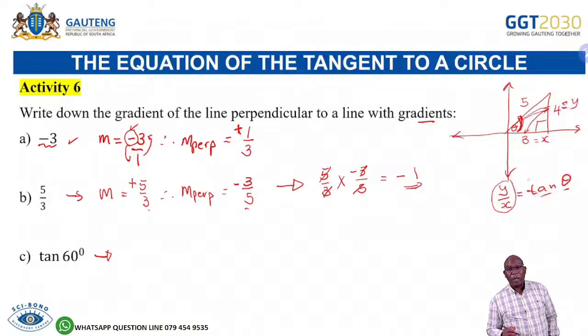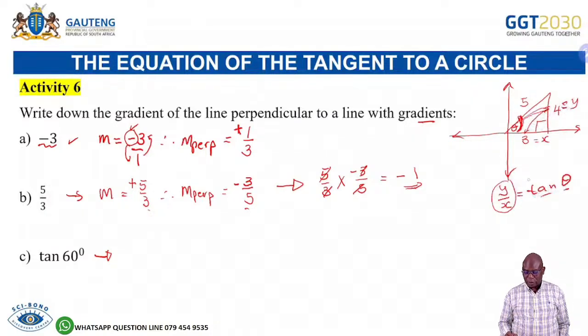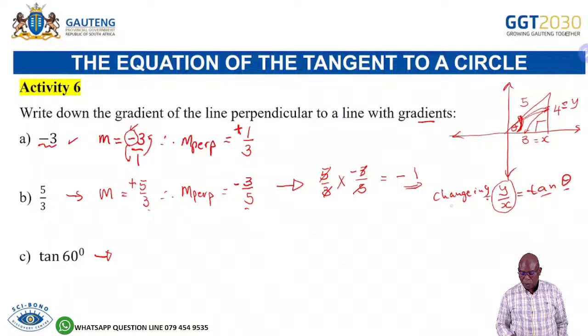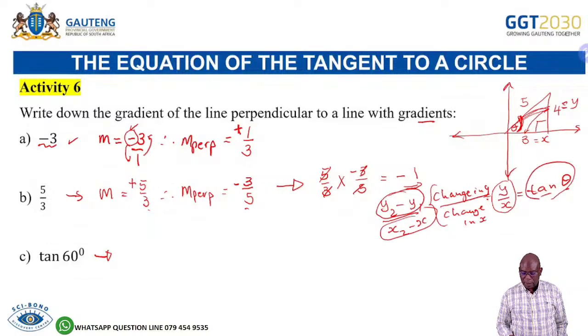But how do I connect it to the gradient? The gradient, remember, is the change in y over the change in x, which means it's y2 minus y1 over x2 minus x1. So you still use the y value on top and the x value at the bottom, and that is why the tangent is associated to the gradient.